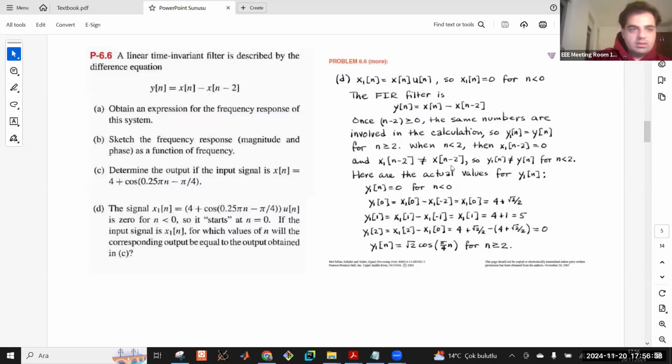Let's move on to part D. This time, the input signal in part C is multiplied by this unit step signal. And the question is asking for which values of n the corresponding output will be equal to the output obtained in part C.